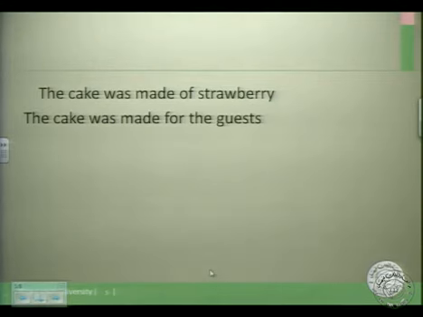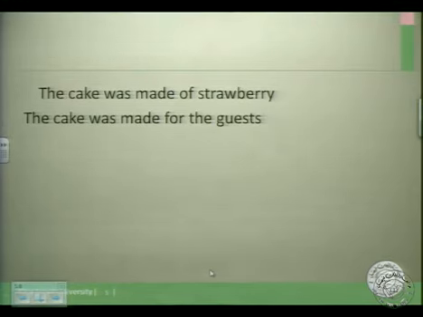Why? Because we want to add more information to the sentence. We want to tell you that it is made of strawberry and it is made for the guest. So we don't want to use "by." Sometimes it becomes heavy on your tongue to say so. The cake was made of strawberry by Noha. You see, it is dull. It is not beautiful. If we are after the beauty of the language, we wouldn't say that.